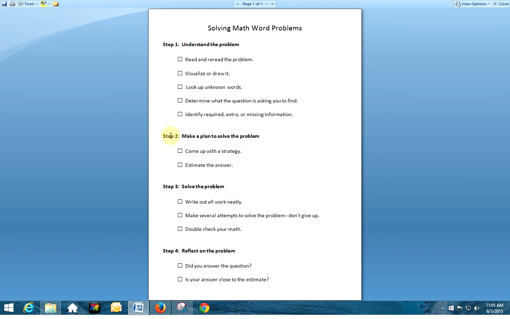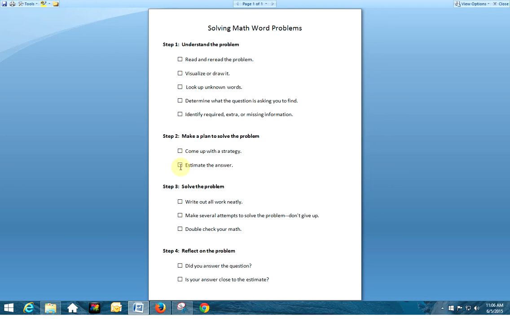Step 2 says make a plan to solve the problem. Come up with a strategy. This means you need to decide how can you determine an answer. What operation will you need to do? Will you do subtraction or multiplication? Or even will you need to do 2 steps to come up with an answer?